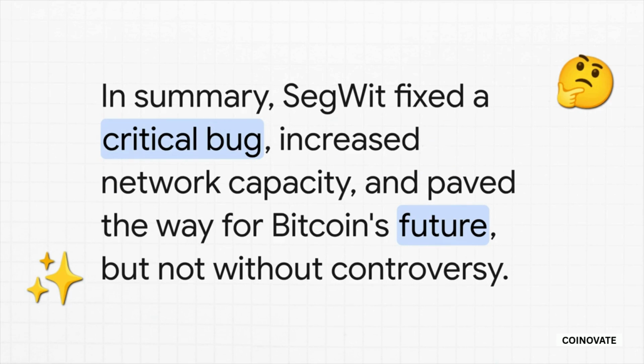So, to wrap it all up, SegWit was, without a doubt, a brilliant technical fix. It surgically removed a dangerous bug, cleverly boosted the network's capacity, and really did pave the way for Bitcoin's future. But it also came at the cost of a fractured community, which just goes to show that in a decentralized world, the code is only half the battle.